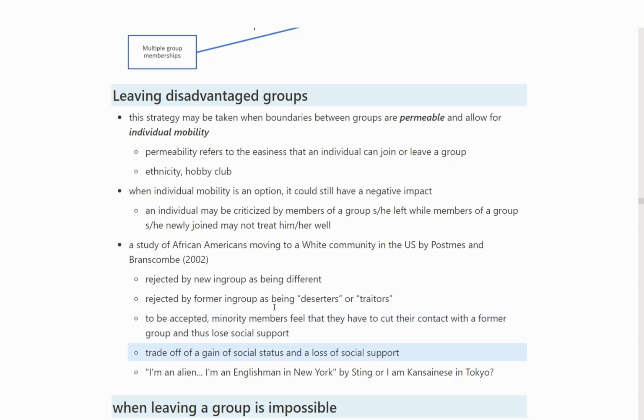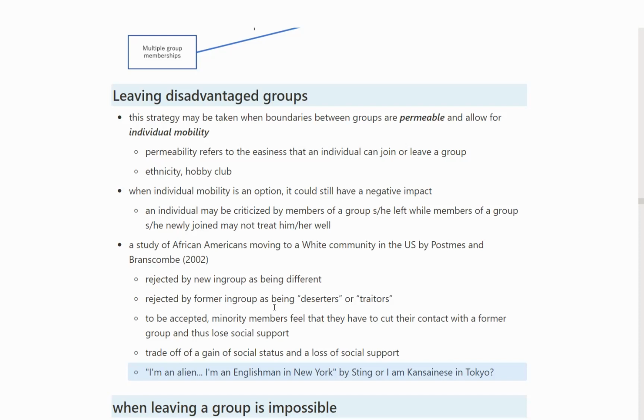So individual mobility has a trade-off with the gain of social status. If that's upward mobility, then they would have a better social status, but they would lose social support from the former group. If you know the song by Sting called Englishman in New York, the singer sings, I'm an alien, I'm an Englishman in New York. So it sings about a man who thinks, well, I'm an outsider here. I do not really belong here. I came to New York, but I do not feel like a member of this community, but I am also no longer a member of the former community. So it basically sings about loneliness of people in a new community.